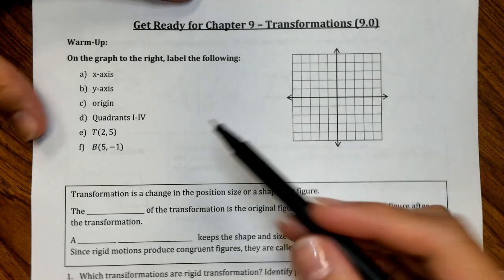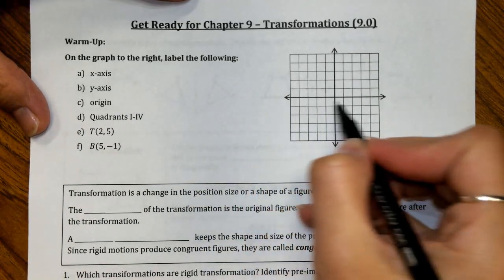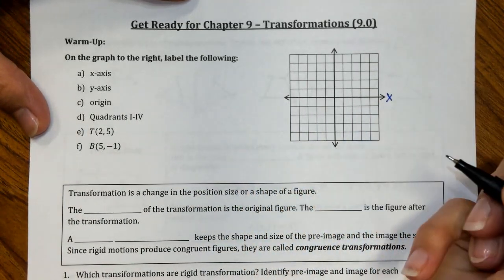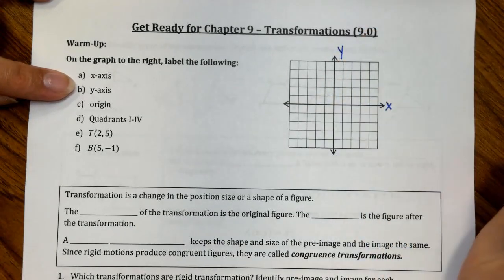So the first thing is we want to locate our x-axis. Remember that our x-axis is the horizontal, so this is our x-axis right here. The y-axis will then be the vertical. Okay, so here we go, y-axis.